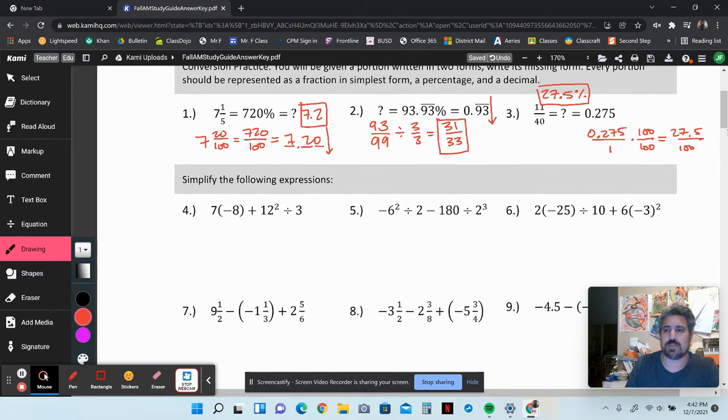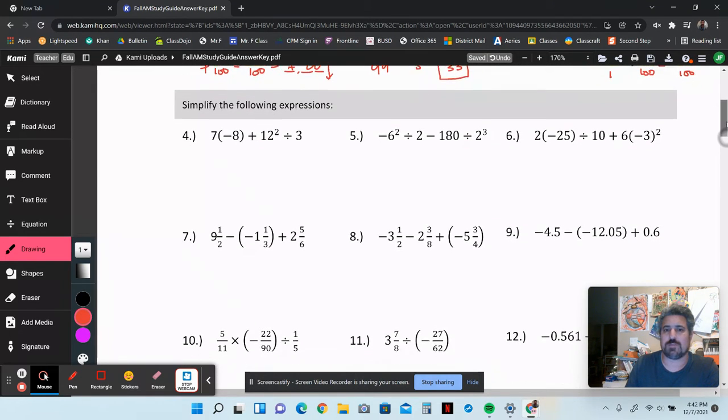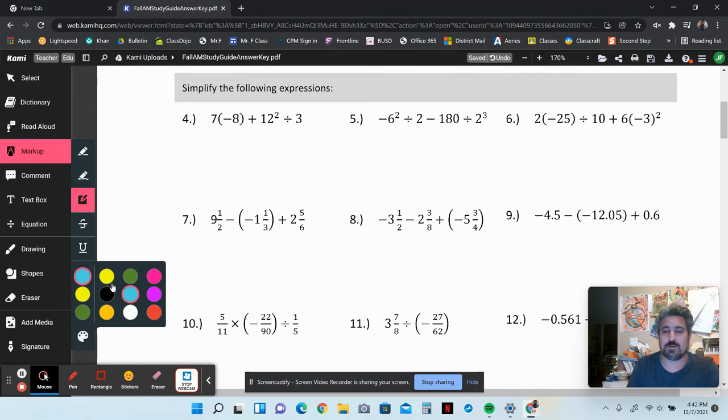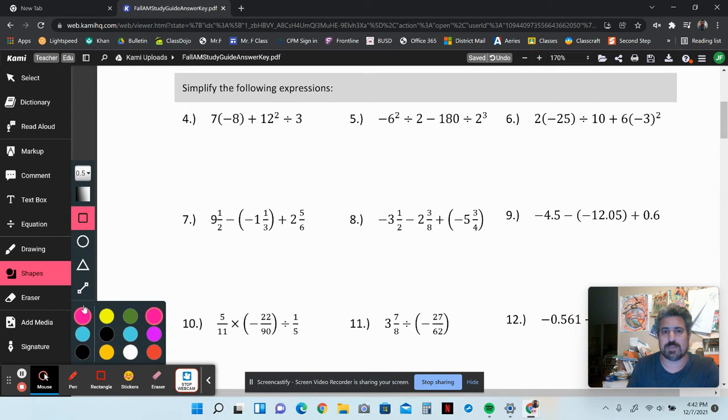It says simplify the following expressions. So in these problems here, you're basically doing some order of operations. I like you guys to circle your terms or box your terms first. So that's what I'm going to do. I'm going to look at my terms as separated by addition and subtraction outside of parentheses. So this is 7 times -8, and then this is 12 to the second divided by 3. And those two things are being added together.